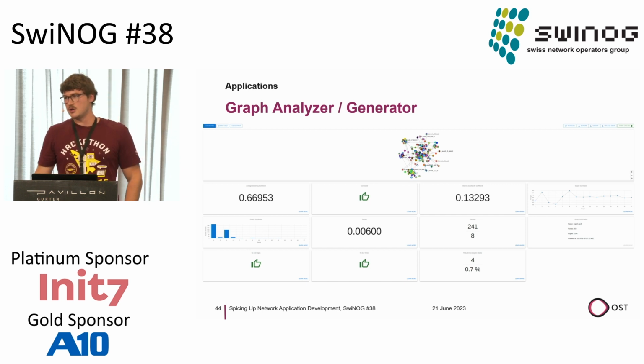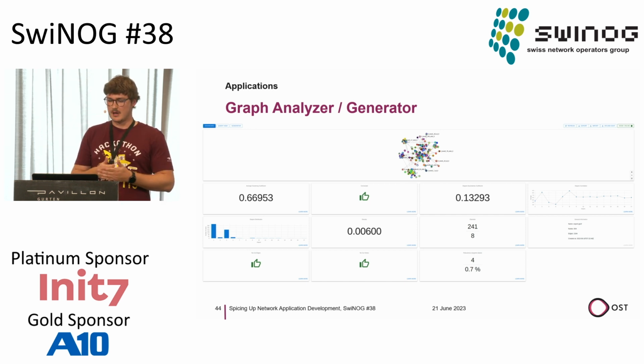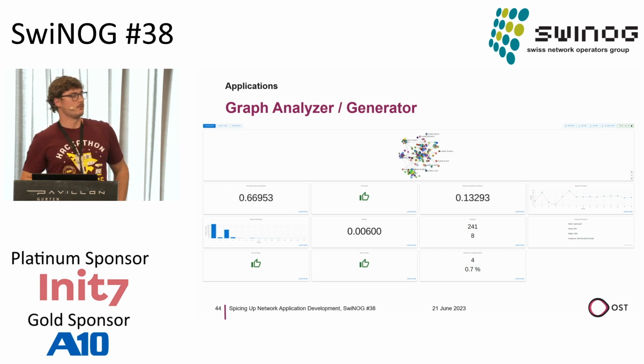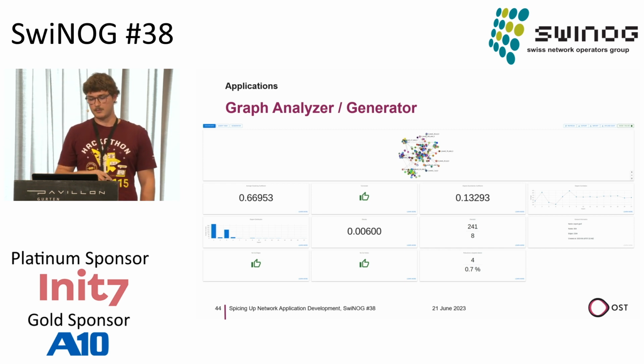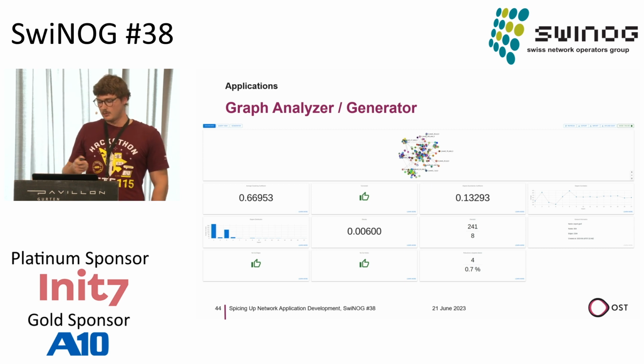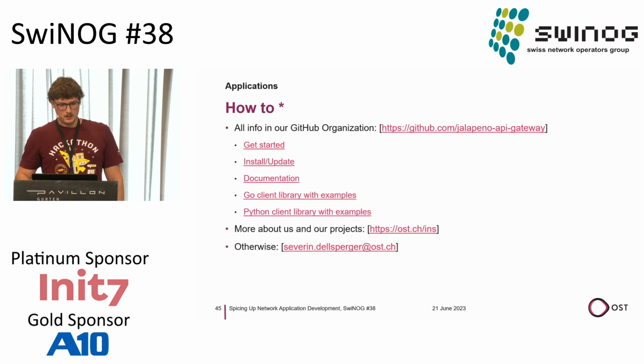The latest application we have developed this year is a graph analyzer. Basically, it takes all the information from a graph and can give you some properties about the graph, which I think could be quite handy for an ISP to analyze if everything is good or if the network was designed properly.